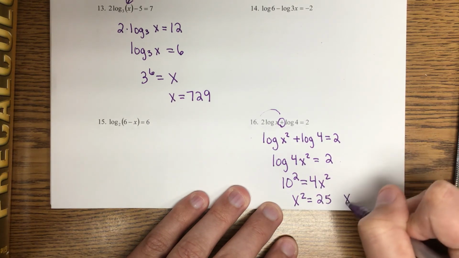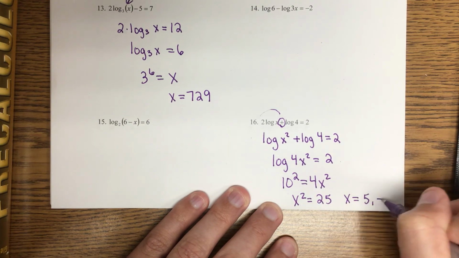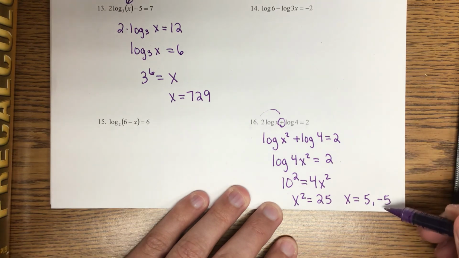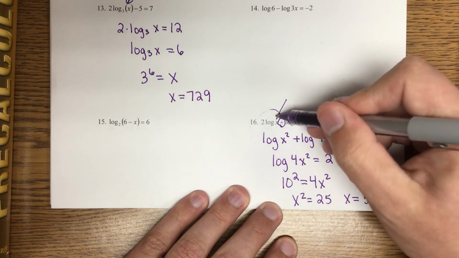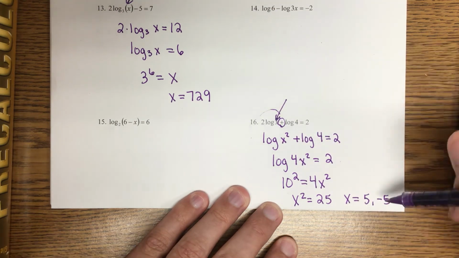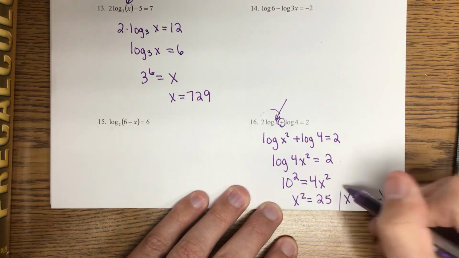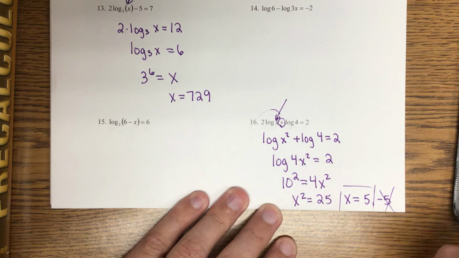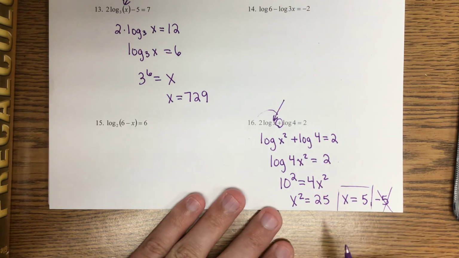And remember, if you take the square root, that's technically 2 different answers. But you can't use the negative answer because if you take the log of -5, it doesn't exist. So there's actually only one solution to this particular problem, which is positive 5.